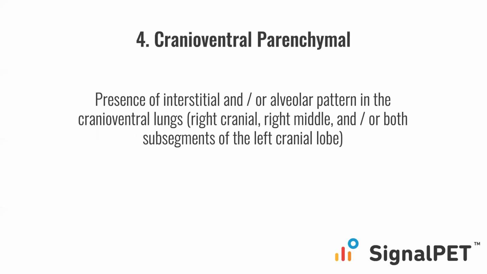So now we're going more specific back to the lungs of what we've now called a cranioventral parenchymal infiltration of the lung tissue. This is when we have either an interstitial or an alveolar pattern in the cranioventral lungs, specifically the right cranial, the right middle, and/or both segments of the left cranial lobe. It doesn't have to be just specifically in the cranioventral portions. It can be elsewhere in the lungs. However, if it is in the cranioventral portions, it brings up some specific differentials.